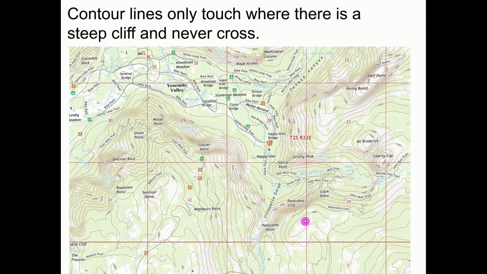Contour lines only touch where there's a cliff. So even though Half Dome is vertical, the contour lines aren't touching there. Parts of Glacier Point are vertical or almost vertical, but still not touching. Contour lines never touch and never cross, or rather, they only touch if there's a cliff. Contour lines never cross.